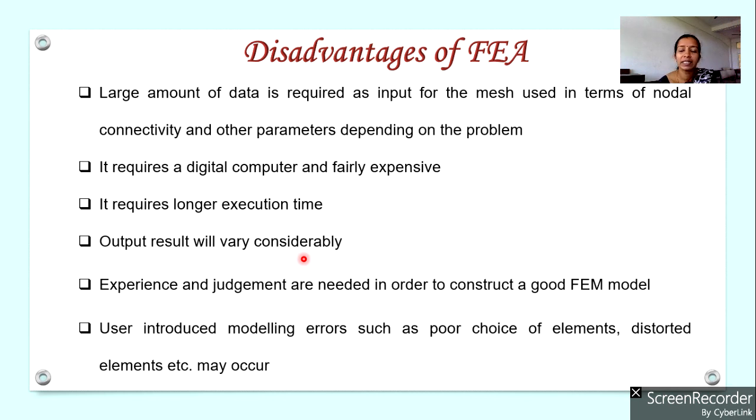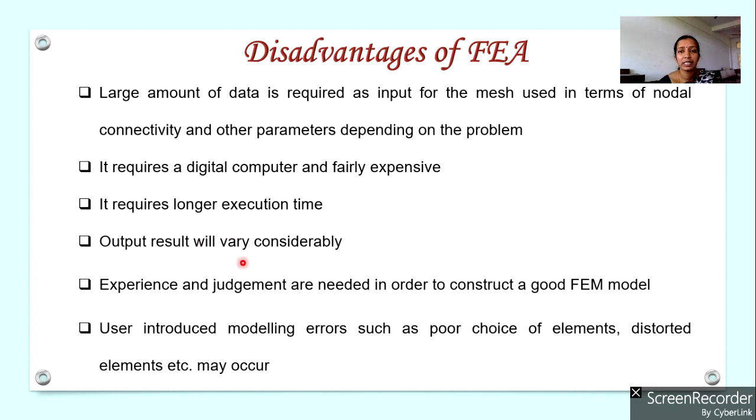So as that type of meshing or number of meshes varies, the output result is found to have some variation. That is one disadvantage. Then experience and judgment are needed in order to construct a good finite element model.